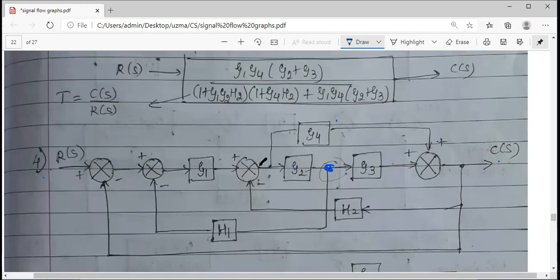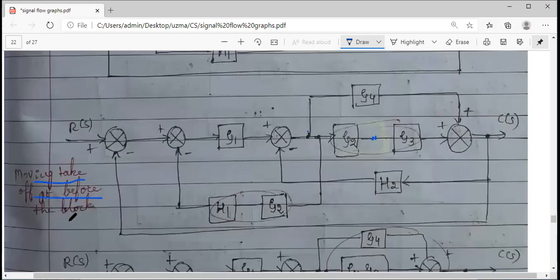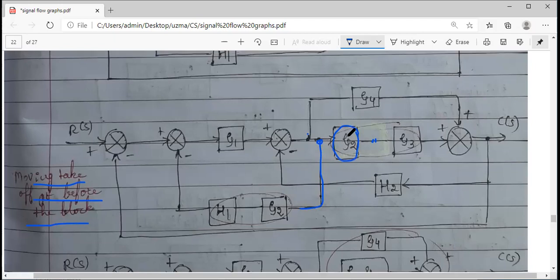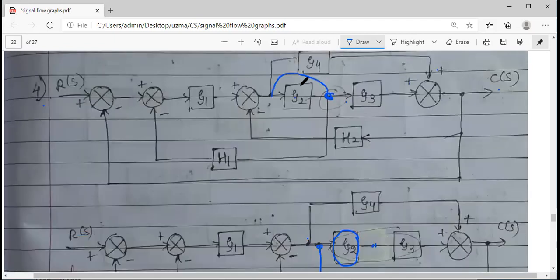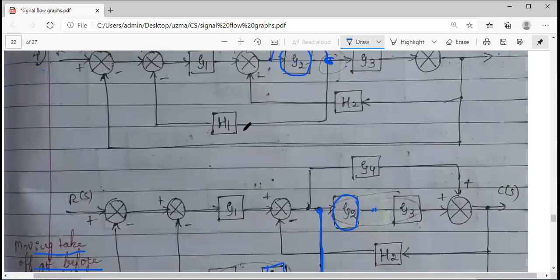So whenever you shift a takeoff point, what the rule says, whenever a takeoff point is moved before the block, you can see moving the takeoff point, I have given the reason, before the block. In the path, whichever block you encounter, you can see the shift is from this to this side. This block is encountered on the way. So whatever gain value you encounter here, that value should be taken in the path. Okay, so this is your rule which says moving a takeoff point before the block. So I have multiplied it.